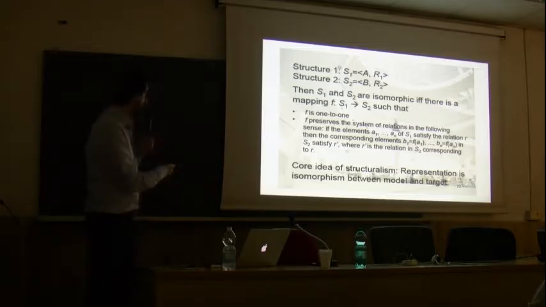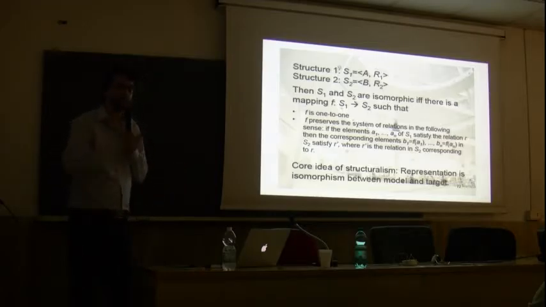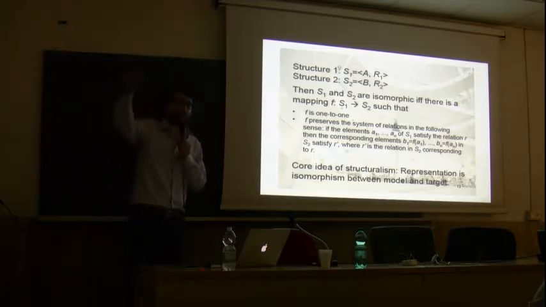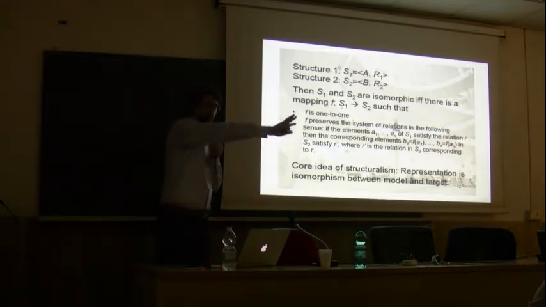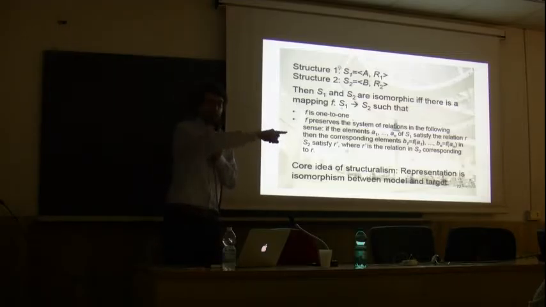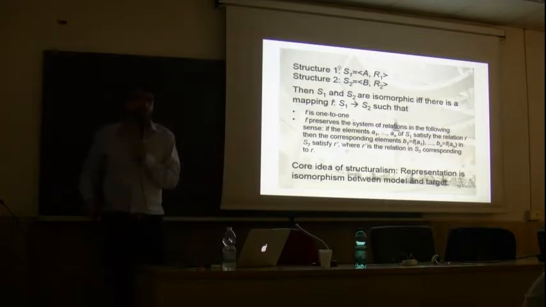And the core idea of structuralism is that representation is isomorphism between model and the target. So that's why you introduce the whole machinery. So if the model is a mathematical structure, the target system is a bit of the world, a social system, say the city of Rome, and you set up an isomorphism between the two, and that's what representation is. So that's the view.